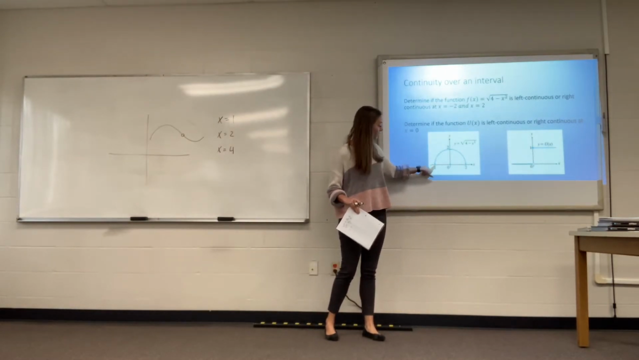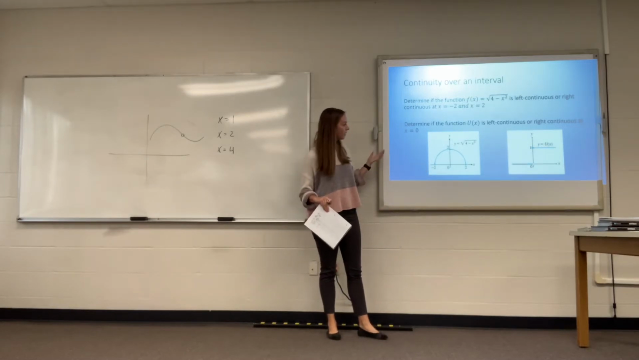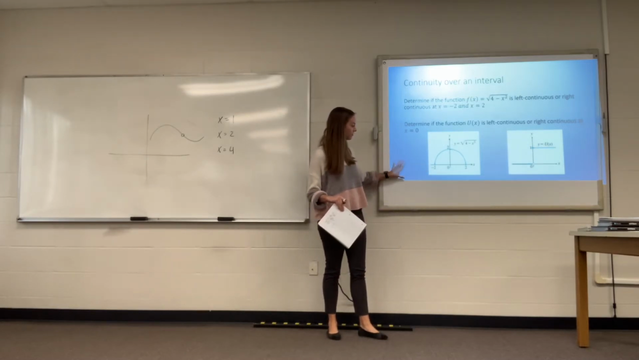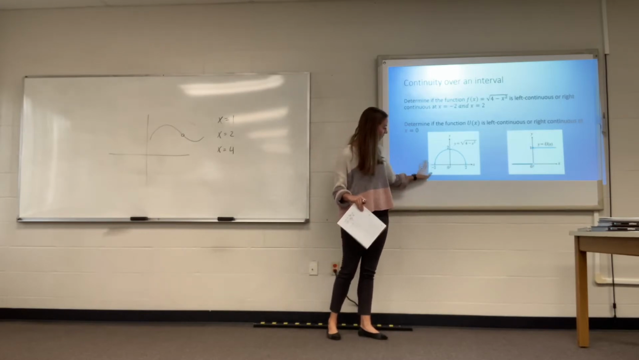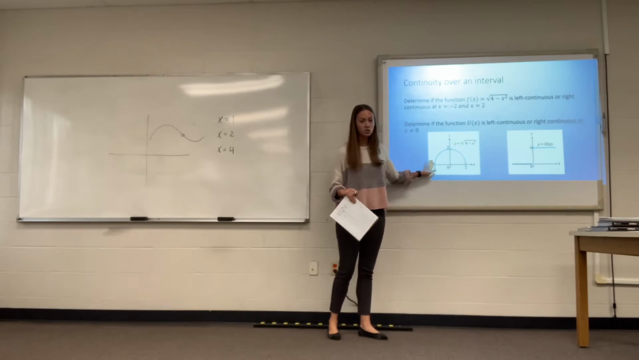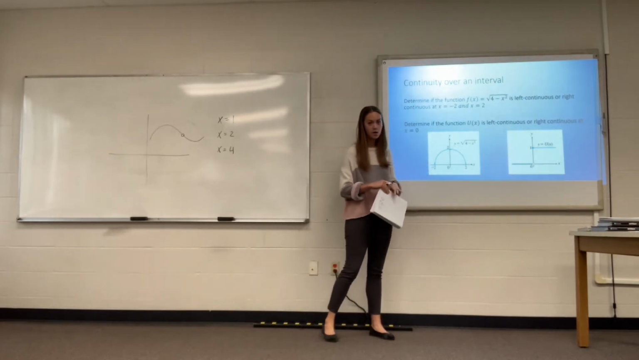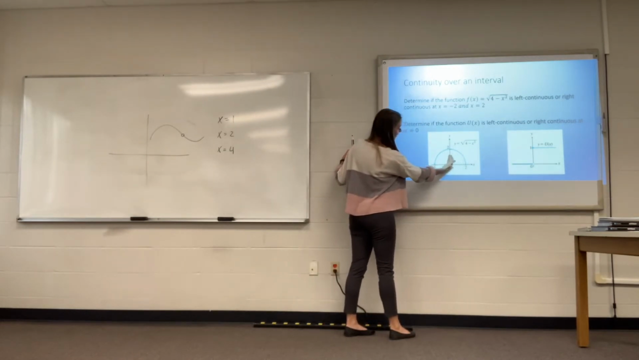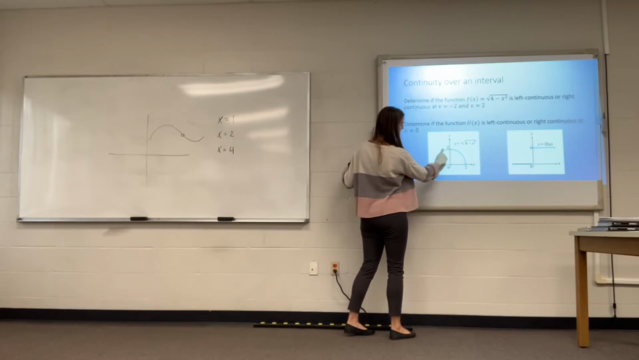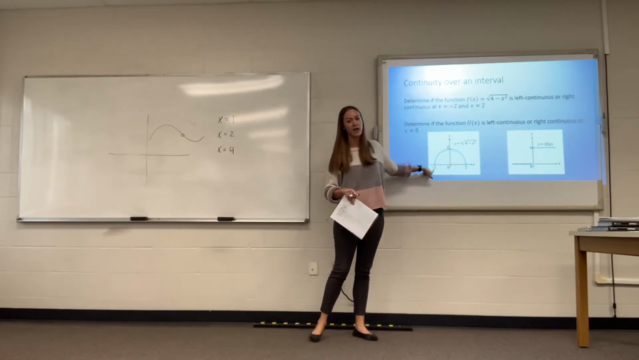So let's start with -2. For left continuous, I'm coming from the left side. Well, there's nothing coming from the left side, so I would not be left continuous at this point, -2. I am, however, right continuous, because as I'm coming from the right side, I have that graph. So I would be right continuous at -2.